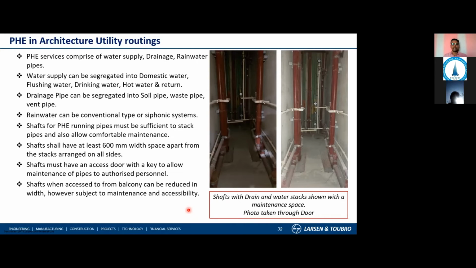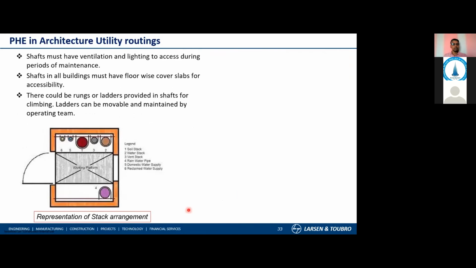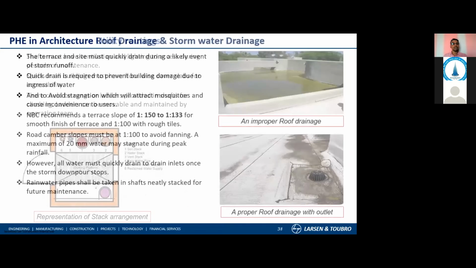In general practice, the minimum shaft width should be at least 600 mm, so that a man can move a little bit freely. Depending upon the arrangement of the washrooms and the wet areas, you can decide what width is required. The PHE team can help you, so that with that you can go for it. This is some typical arrangement.